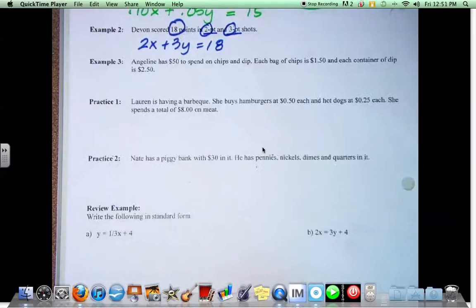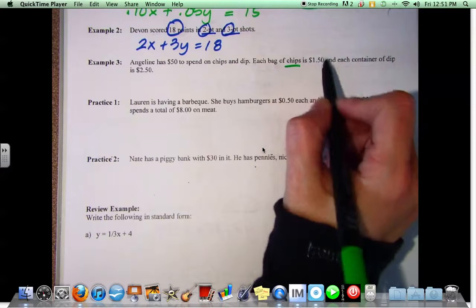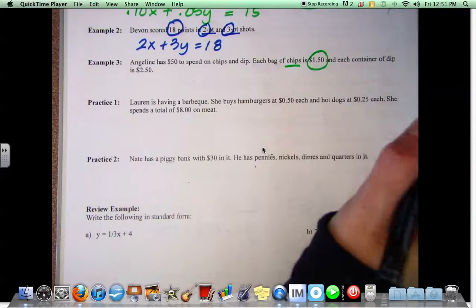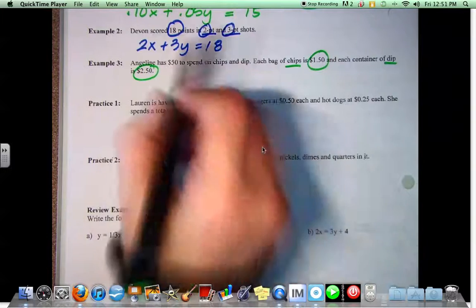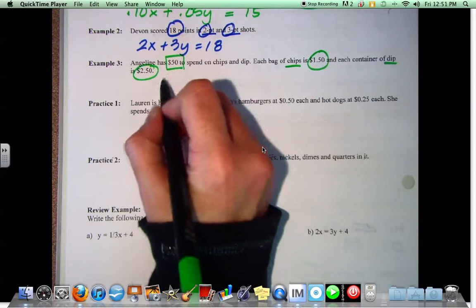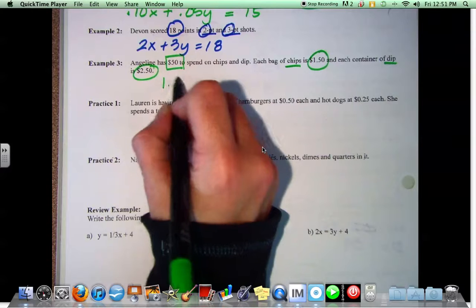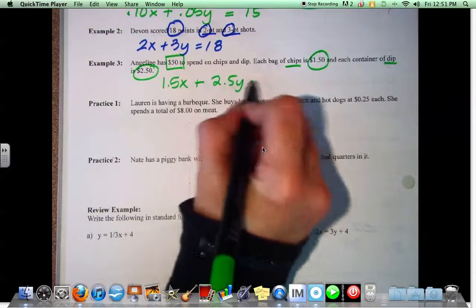Angeline has $50 to spend on chips and dip. Each bag of chips is $1.50 and each container of dip is $2.50. So what's item number 1? Chips, and their value is $1.50. Second item is dip, and its value is $2.50. For a total of $50. So we would write it as 1.50x plus 2.50y equals 50.